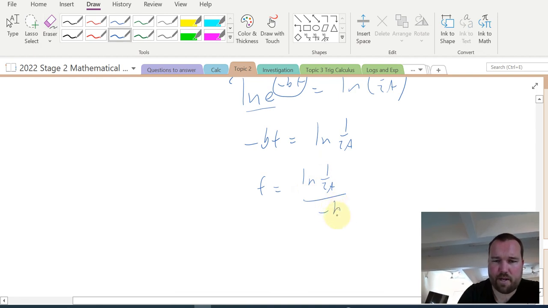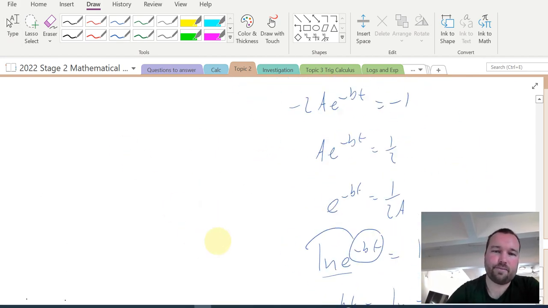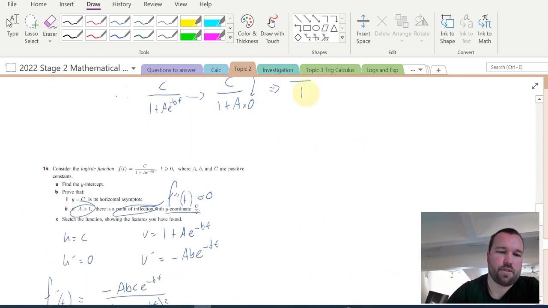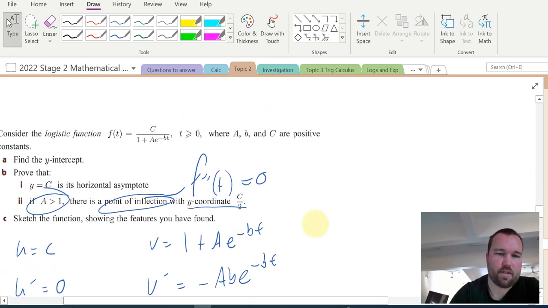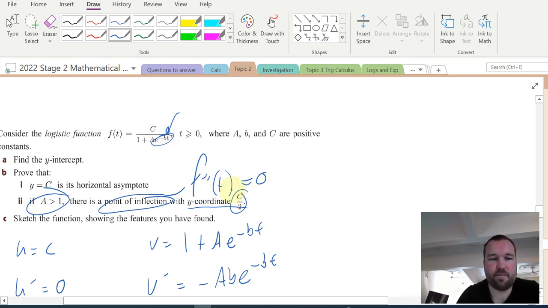Did I say minus 2? Minus b. All right, that's pretty hideous. That is our answer though for t. When we then substitute that back into the original equation, into here, where that t is, this whole thing will go to 1, because there'll be a 1 on a and an a, and that makes it c divided by 2, which is pretty neat.